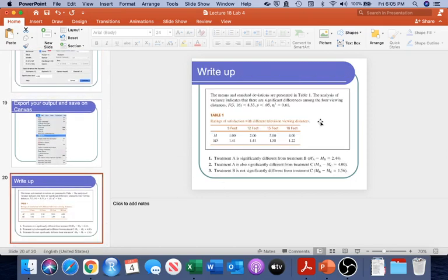So I always get questions about this, but what I want is for you to write out something similar to this, or in the text, you can write out the means and standard deviations. And then you can also write out what's the most important part, the F value and the significance. And then also say what the result was.